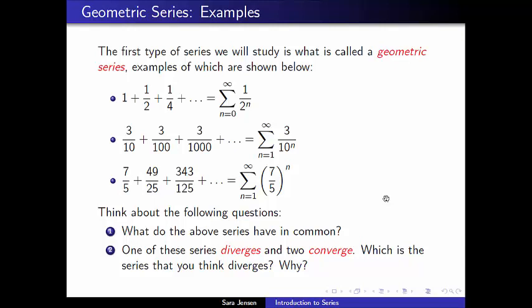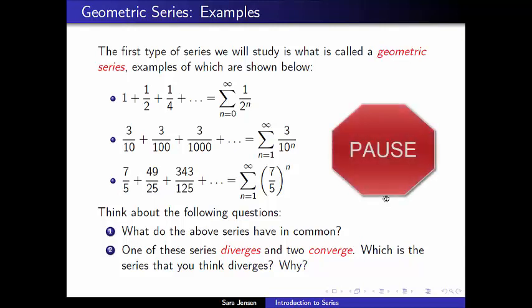I'd like you to see if you can identify the series that is different, the series that diverges, even though it's a geometric series, and see if you can come up with an explanation as to why that series diverges. So pause for a moment, think about that, and when you're ready, resume the video.